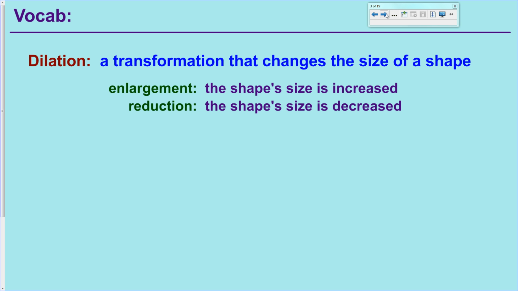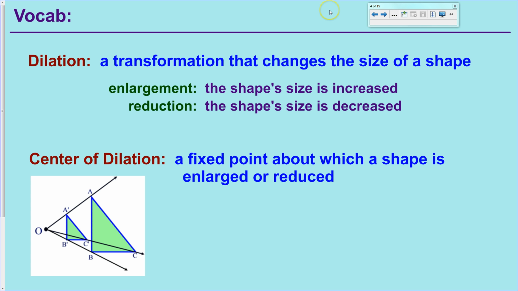The next vocab word you have is the center of dilation. And off to the corner, you'll see a little picture, and you can see the original image right here, and it underwent some sort of dilation, it shrunk a little bit, it got a little bit smaller. You can see that if you draw a ray through the corresponding vertices of the shape, they will intersect at a concurrent point, and that concurrent point is called the center of dilation.